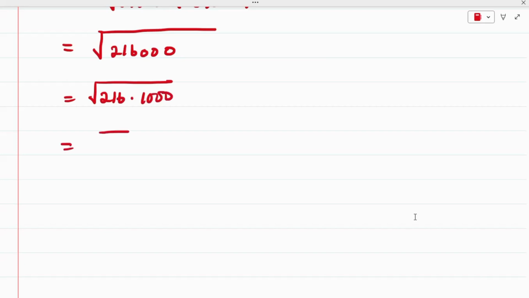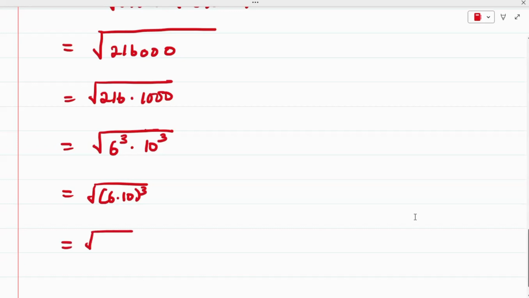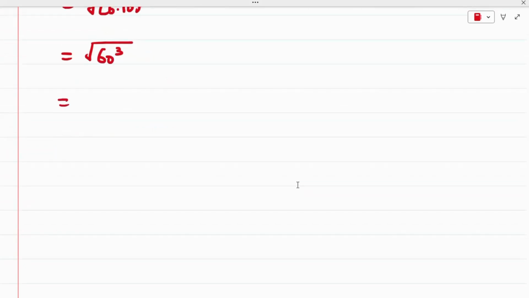So we have this to be equal to the square root of 216 multiply 1000. So this is equal to the square root of 216, in terms of 6 is 6 raised to the power of 3, multiply 1000, in terms of 10 is 10 raised to the power of 3, and this is equal to the square root of 6 multiply 10, or raised to the power of 3, and this is equal to the square root of 6 multiplied by 10 is 60, or raised to the power of 3, and we have this to be equal to the square root of 60 multiplied by 60 multiplied by 60, and this is equal to the square root of 60 square multiply 60.